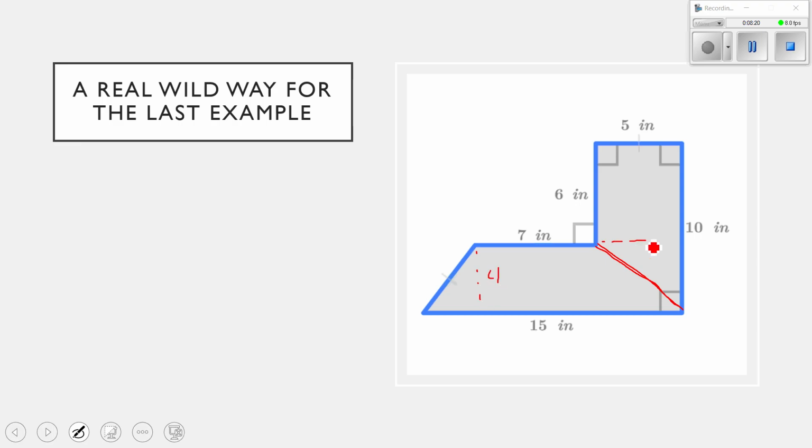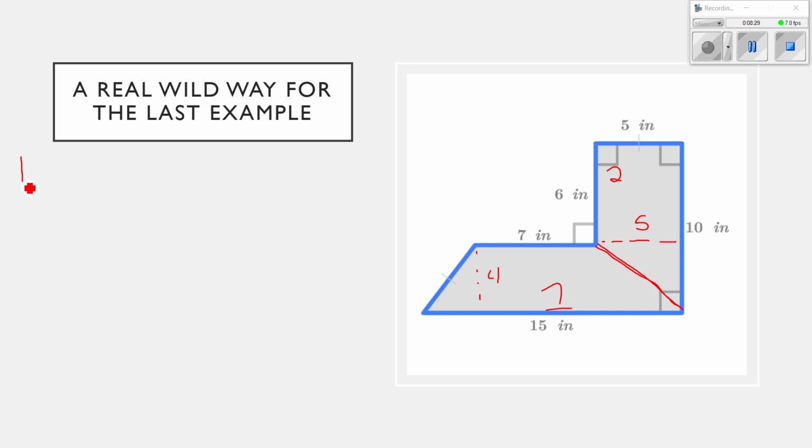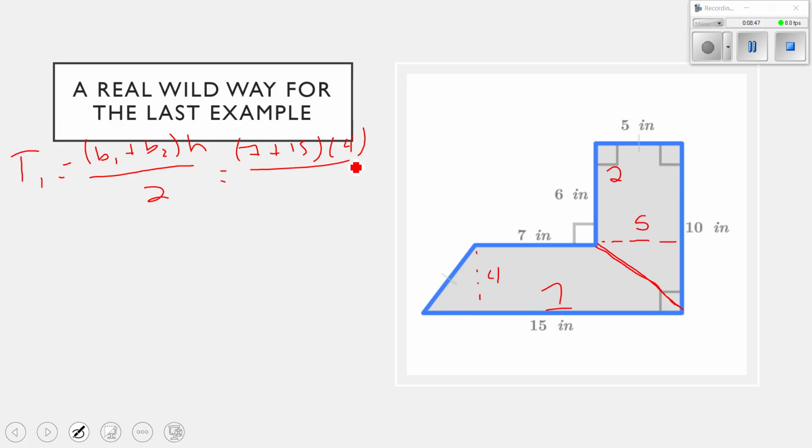I know the height of this is going to be 5. So then I have trapezoid 1 and trapezoid 2. Trapezoid 1 is going to equal base 1 plus base 2 times height divided by 2. So 7 plus 15 times your height divided by 2. And trapezoid number 1 is going to equal 44.